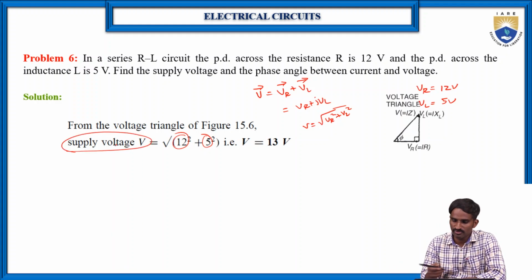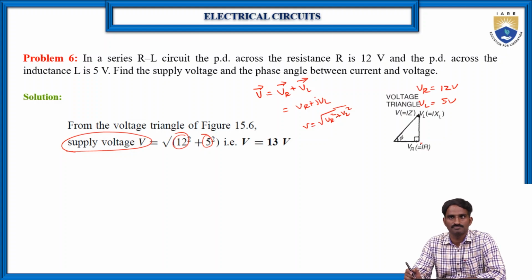Otherwise, you can simply find it from this power triangle also. This is the total voltage, and this is VL equal to IL into XL, and this is VR equal to I into R, because as we know the phase difference between VL and VR is 90 degrees. This is the resultant voltage, and this is phi, which is the phase angle between the voltage and current, right?